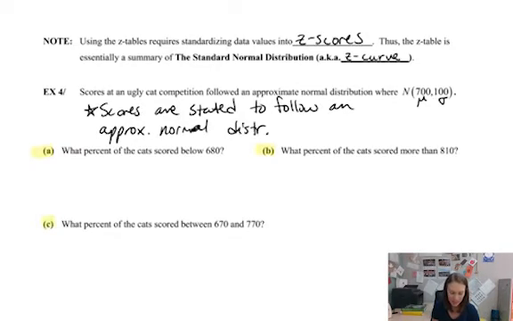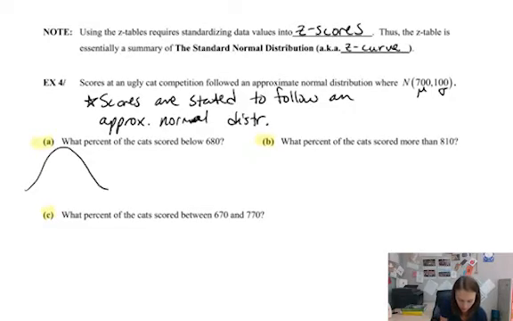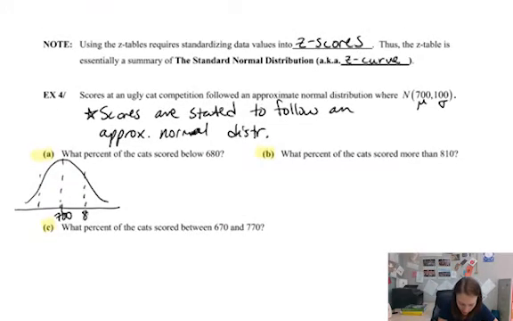All right, so what percent of cats scored below 680? So if I think about this, let me draw a little picture. It always helps to draw a picture. So if I have 700 here, and I have a standard deviation of 100, then if I go one standard deviation above, I get 800. If I go one standard deviation below, I get 600, but I didn't want one of those. I want 680. So if I have 680, it's going to be somewhere here, and I want the percent of cats that scored below 680.